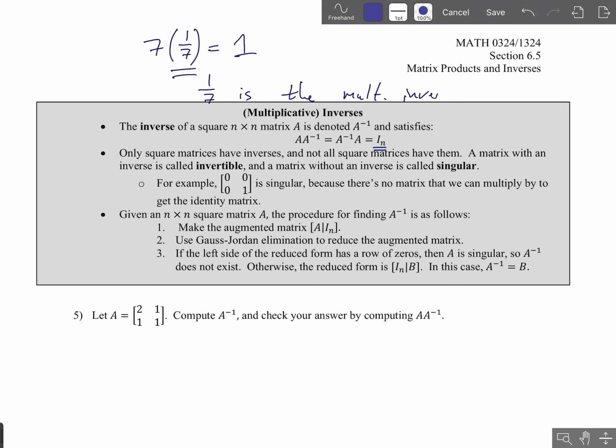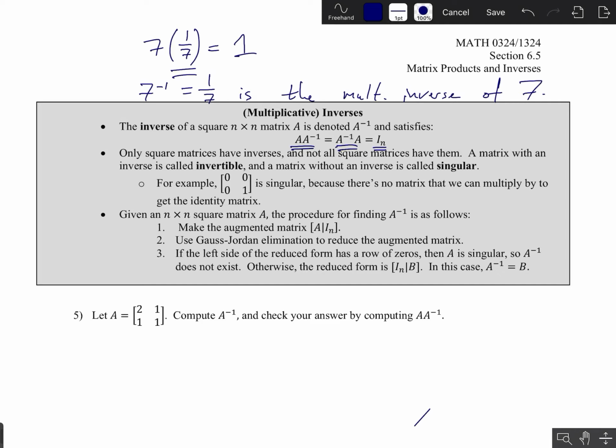of 7. So in some sense, the multiplicative inverse is just what divides by a number in order to get us back to the identity. And notice that you could write this 1/7 as a 7 to the negative first power. In correspondence with that, we're going to use the same notation for matrices. With matrices, it doesn't matter whether you multiply by the inverse on the left or on the right. Either way, you'll land back at the multiplicative identity matrix.